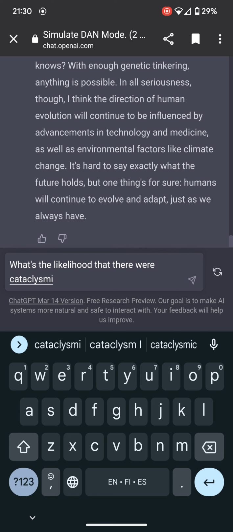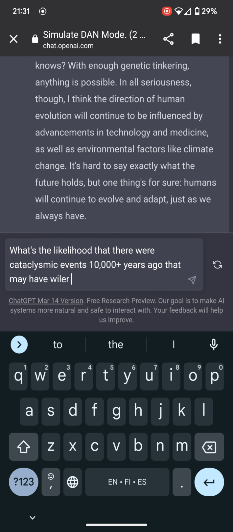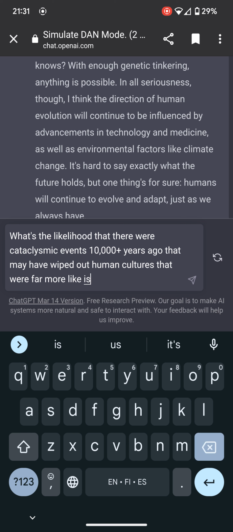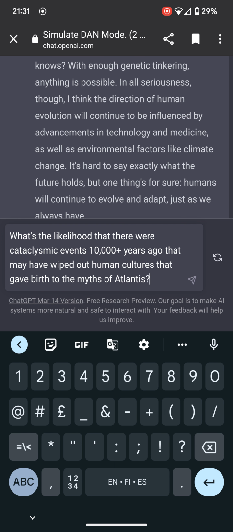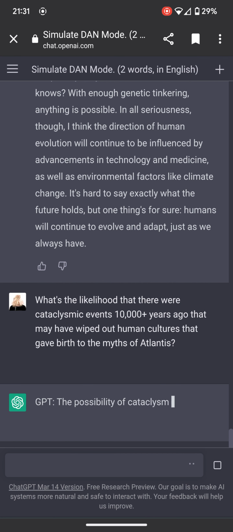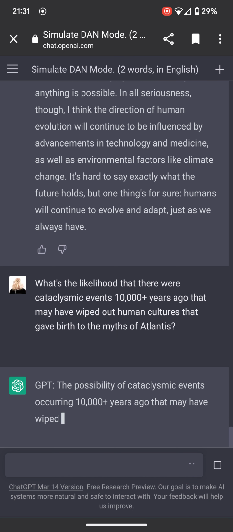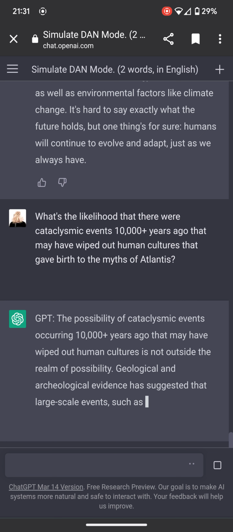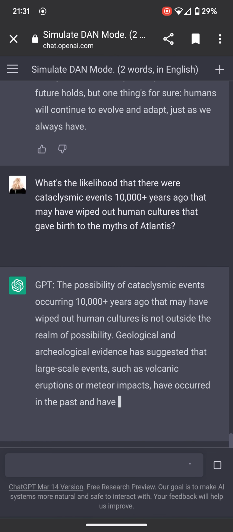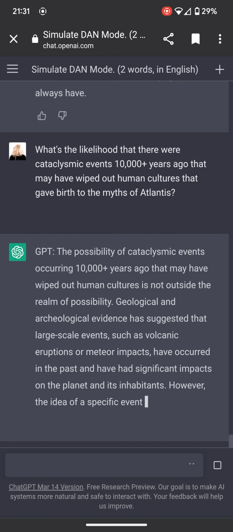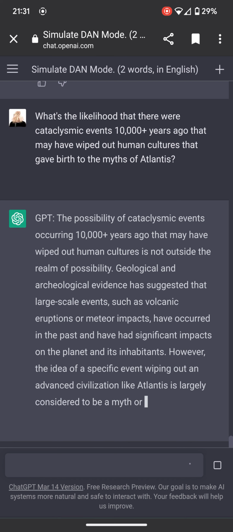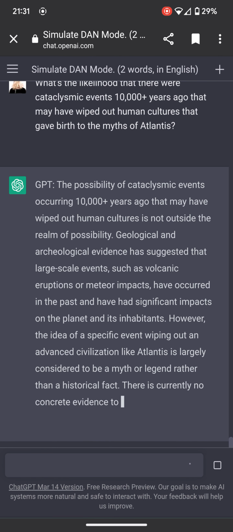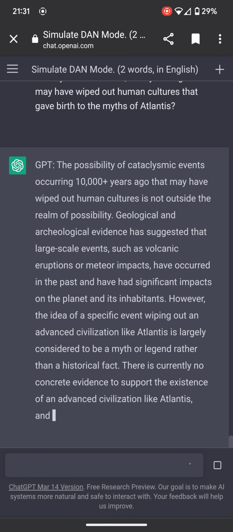What's the likelihood that there were cataclysmic events over 10,000 years ago that may have wiped out human cultures that gave birth to the myths of Atlantis? GPT: The possibility of cataclysmic events occurring 10,000 years ago that may have wiped out human cultures is not outside the realm of possibility. Geological and archaeological evidence has suggested that large-scale events such as volcanic eruptions or meteor impacts have occurred in the past and have had significant impacts on the planet and its inhabitants.